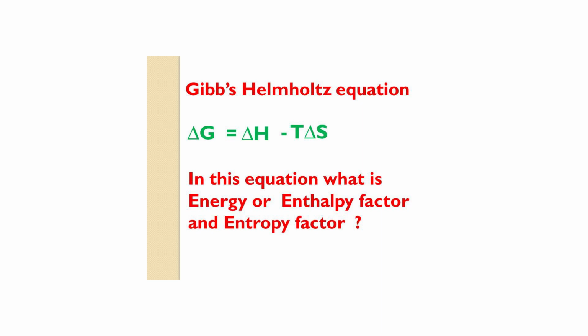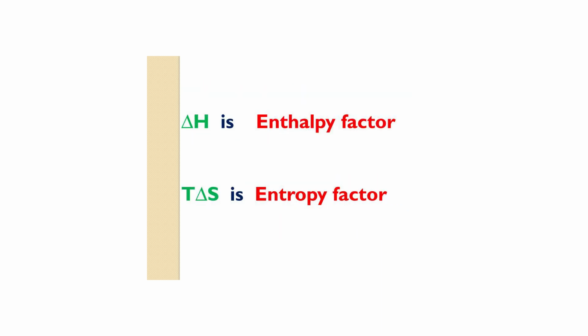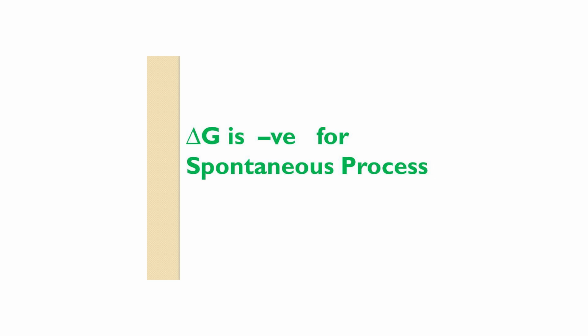In this equation, what is the energy factor and the entropy factor? The energy or enthalpy factor is delta H, and T delta S is the entropy factor. And what will be the condition for delta G to be spontaneous? Delta G is negative for a spontaneous process. That is, for every spontaneous process, the free energy decreases.